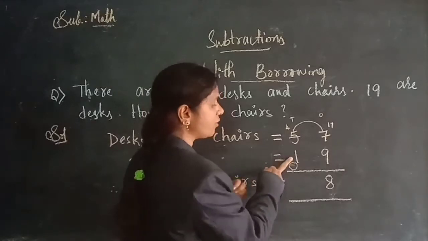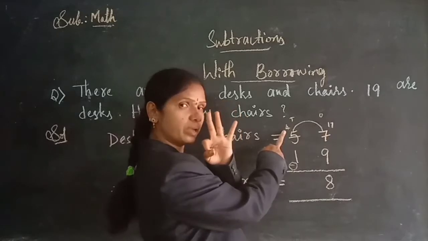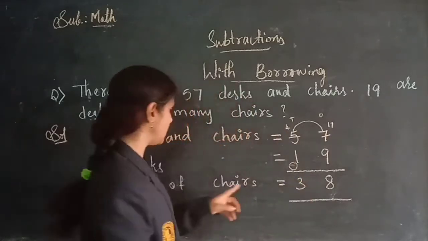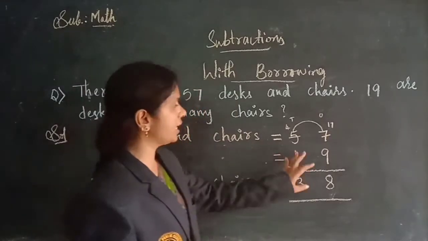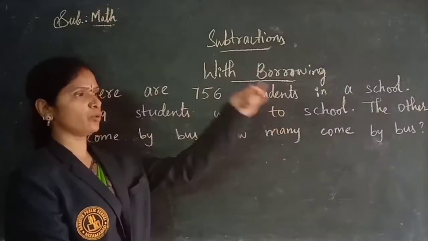Observe here. 1, after that 2, 3, 4. Till I get 4 I counted. So how many did I open here? 3. So here 3. Means how many chairs are there here? 38 chairs are there and desks are 19. Together it will be 57. Let's do the next problem, children.